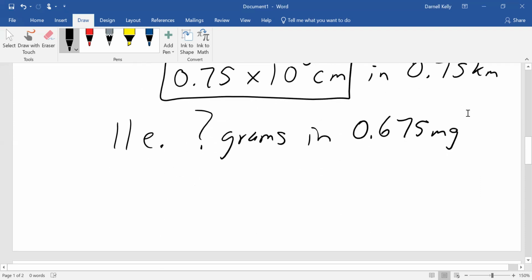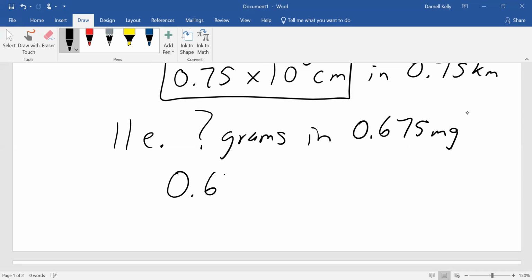And for 11E, how many grams in 0.675 milligrams? Start at the unknown, grams. I'm going to count all the way to milli. So there are 3 powers of 10 to the left that separate the grams from the milligrams. So that would be 0.675 times 10 to the minus 3 grams.